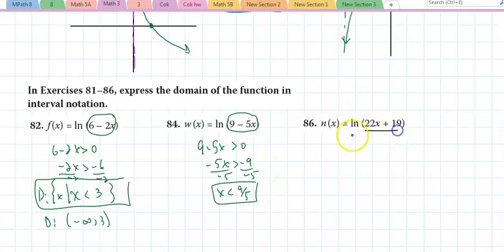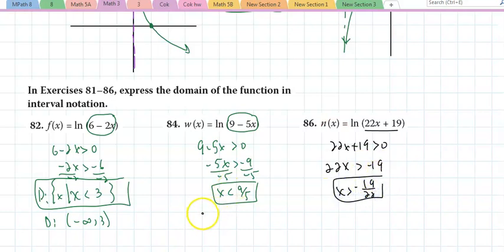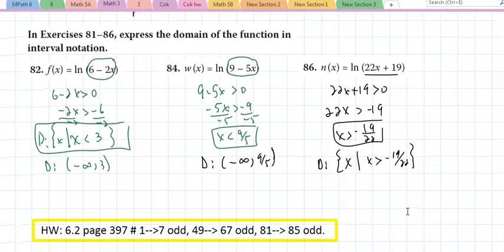And the same deal on the last problem. 22x plus 19 must be bigger than 0. 22x is bigger than negative 19. And if you divide by 22, x would be bigger than negative 19 over 22. So here I'm going to write the domain in interval notation. I'm going to say negative infinity to 9/5. And here I'm going to write it in set builder notation. You could use either or, x such that x is bigger than negative 19 over 22. And the homework is right there.